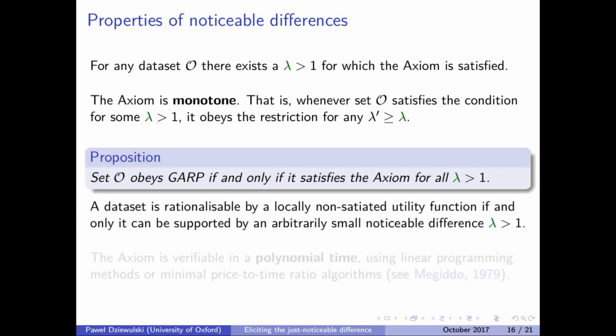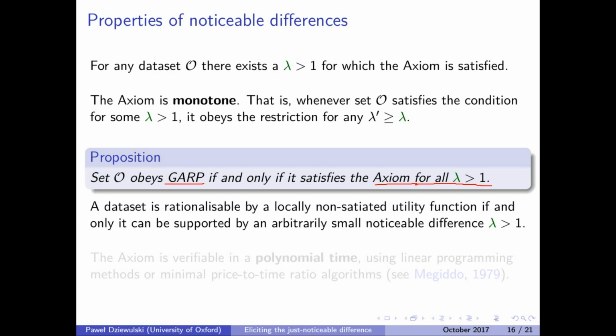This brings me to the next observation, namely, a dataset satisfies GARP if and only if it obeys my axiom for all lambdas strictly greater than 1. Therefore, a set is rationalizable by a locally non-satiated utility function if and only if it can be rationalized for a noticeable difference arbitrarily close to 1. This highlights the intuition presented in one of the initial slides.